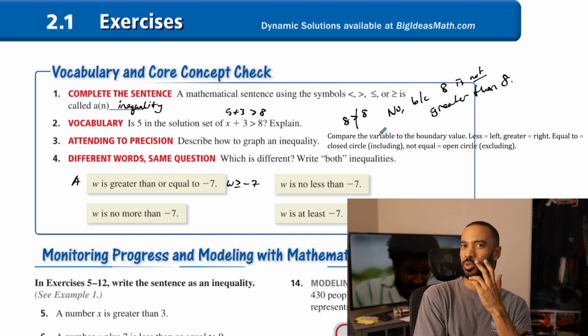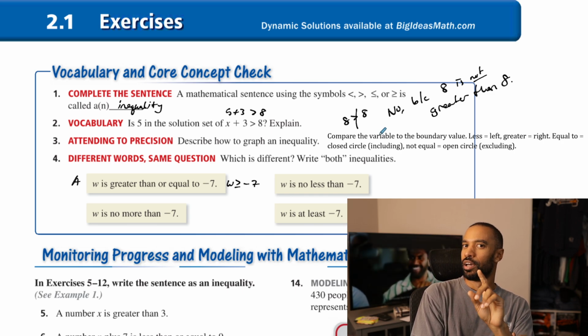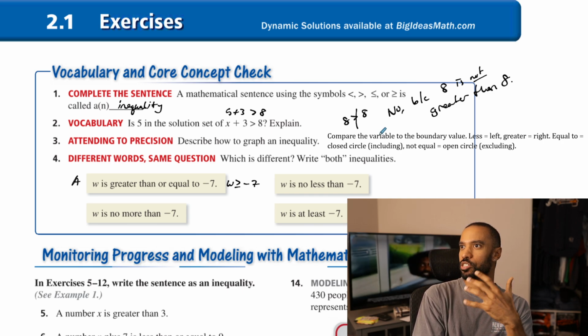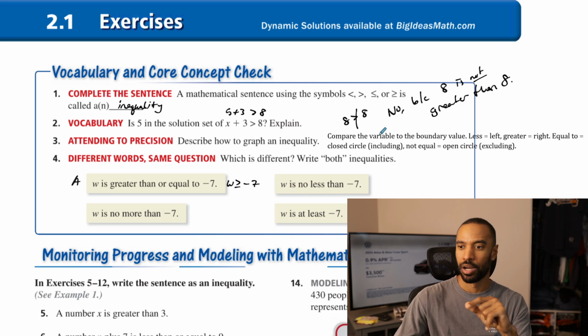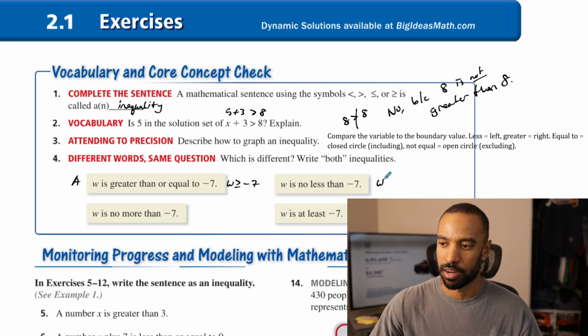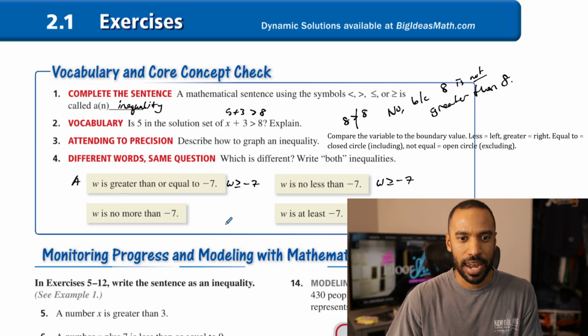People don't normally restrict you that way. You must have no less than 5 pieces of broccoli, right? No less than, but you can have that many, 5, or you can have more. So in this case, W is greater than or equal to -7 also works there as well. No less than.